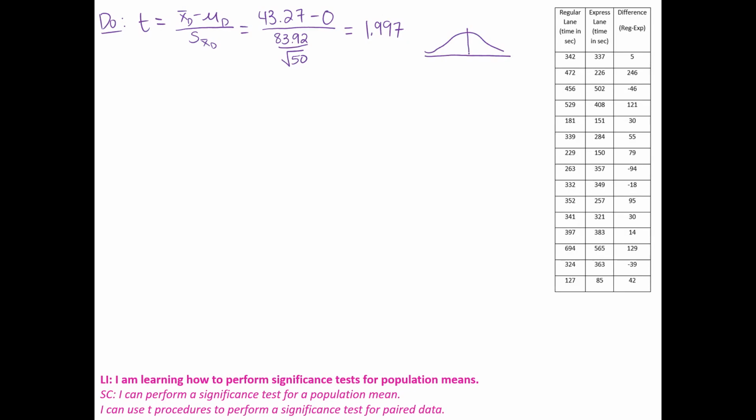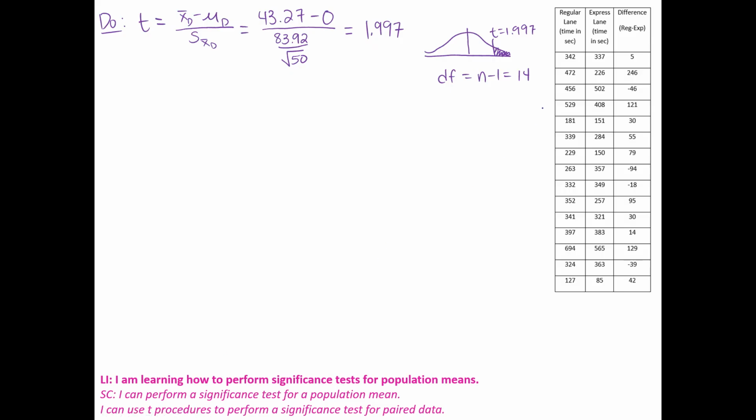There's my middle. I have t equals 1.997. The area here is what I would look up on the table, or that's what I would get from the table, is the area or the probability there. Quickly, in order to do that, I would need degrees of freedom, n minus 1. In this case, that's going to be not 14, dear heavens.